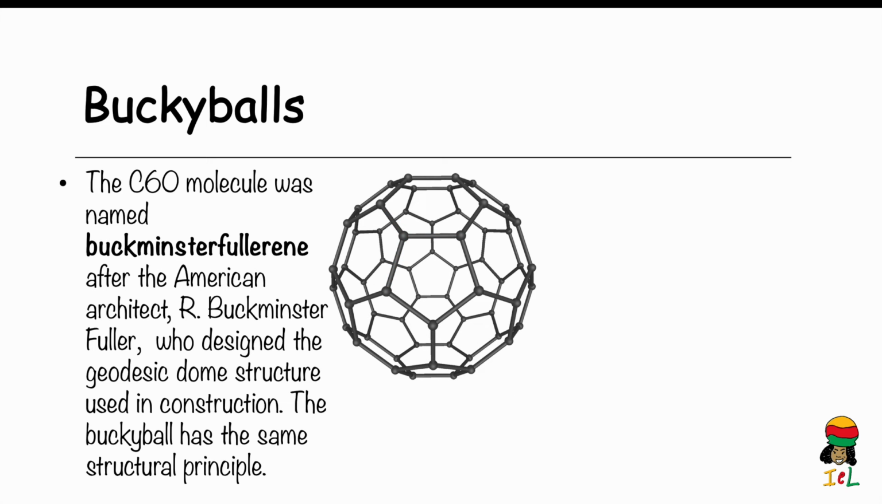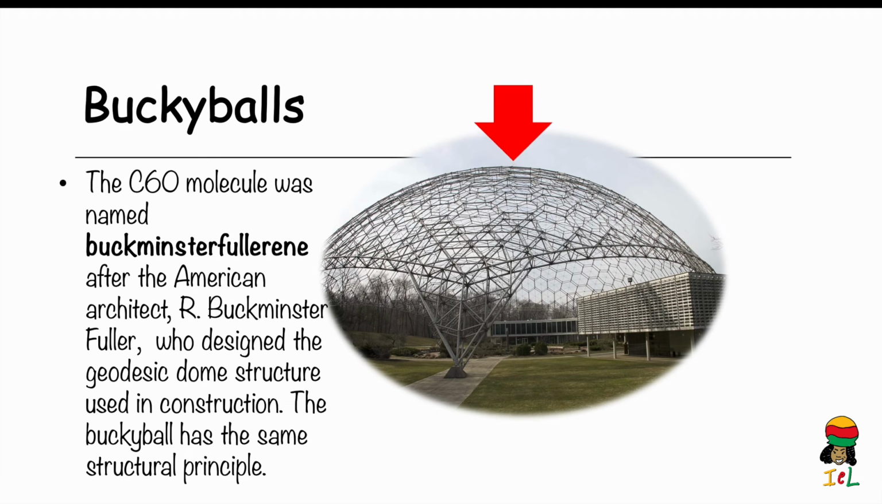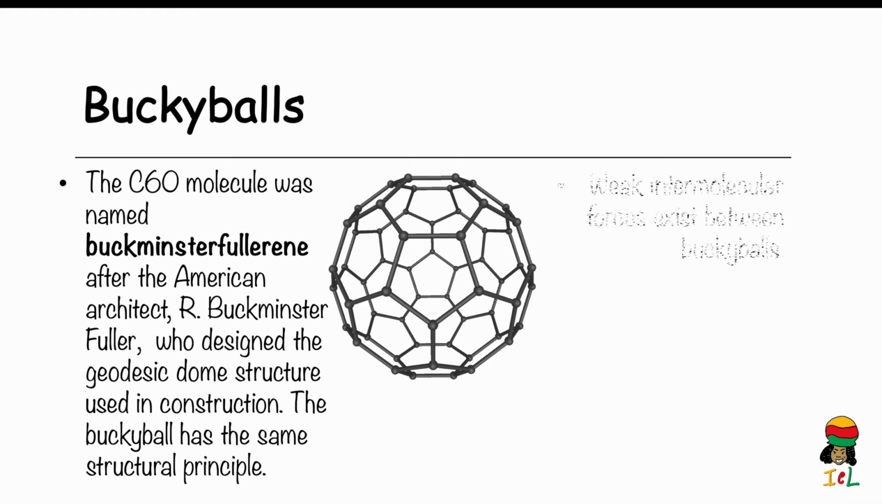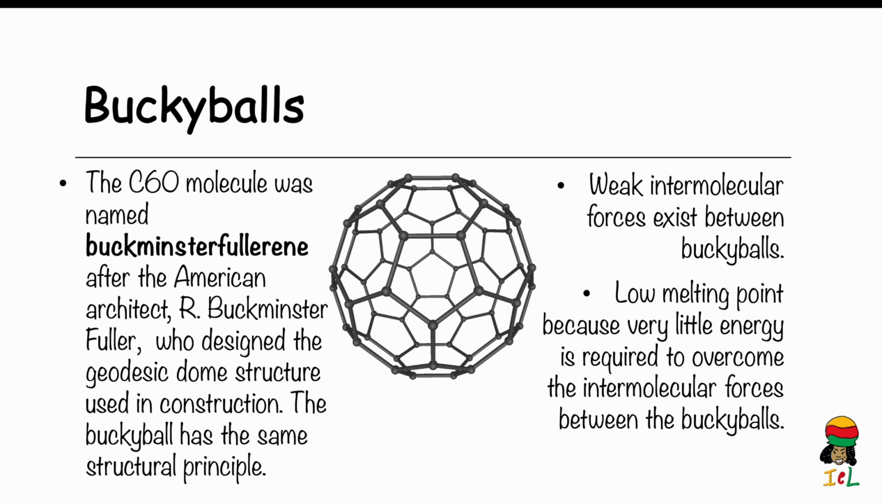The C60 molecule was named Buckminster fullerene after the American architect R. Buckminster Fuller, who designed the geodesic dome structure used in construction, and the buckyball has the same structural principle. Now, weak intermolecular forces exist between buckyballs. As a result, a C60 molecule or a buckyball has a low melting point because very little energy is required to overcome the intermolecular forces between the buckyballs.